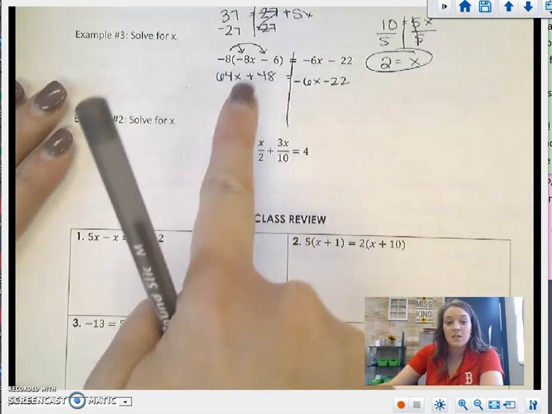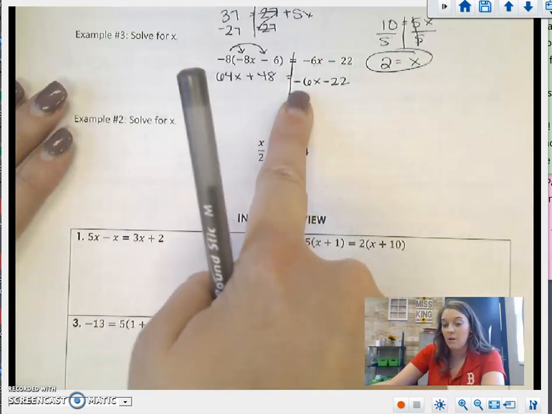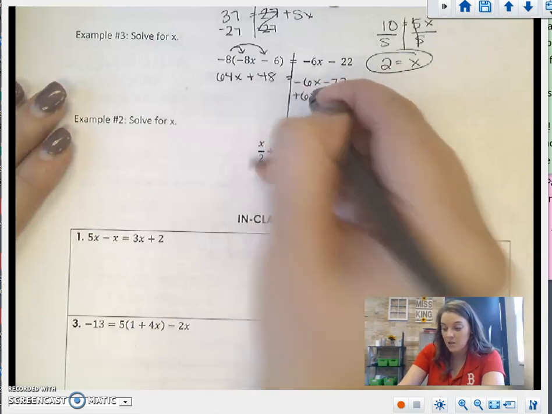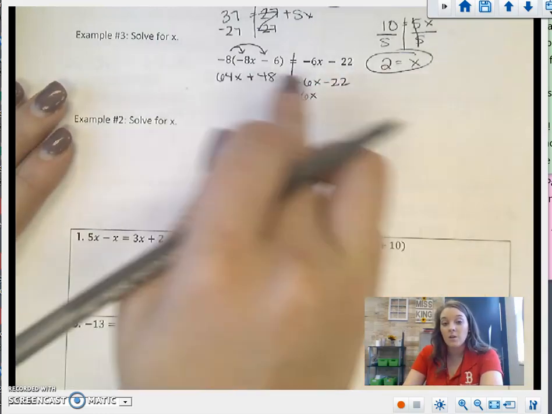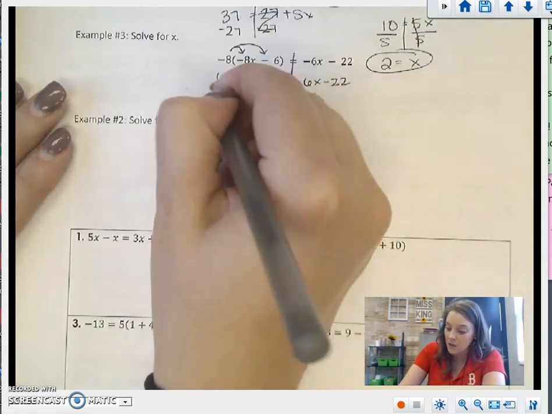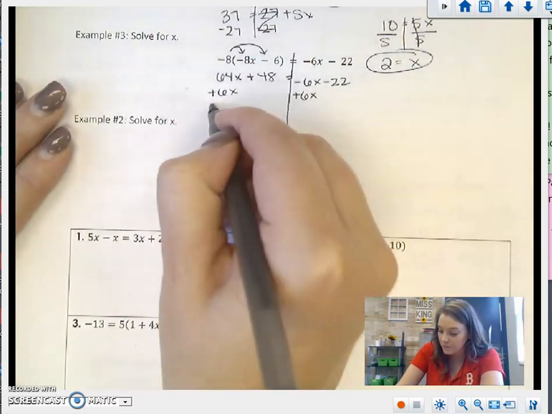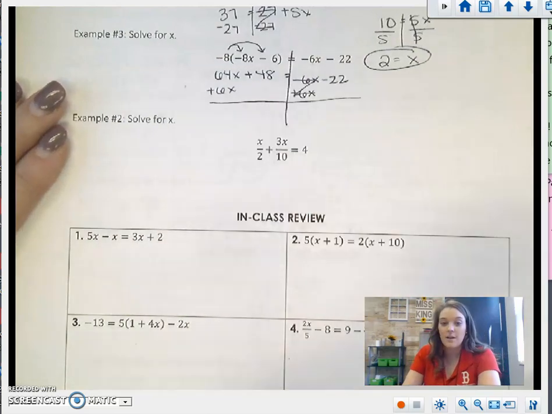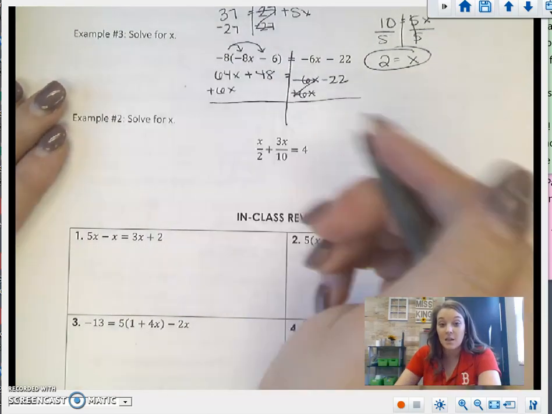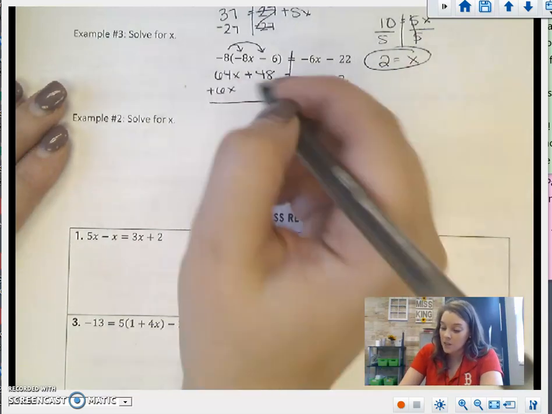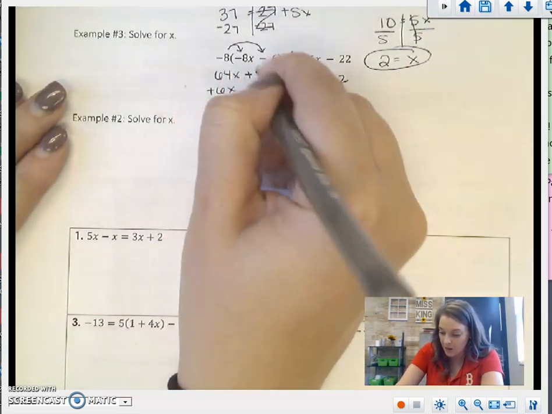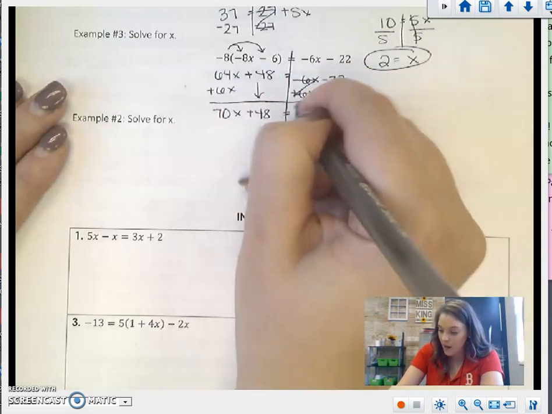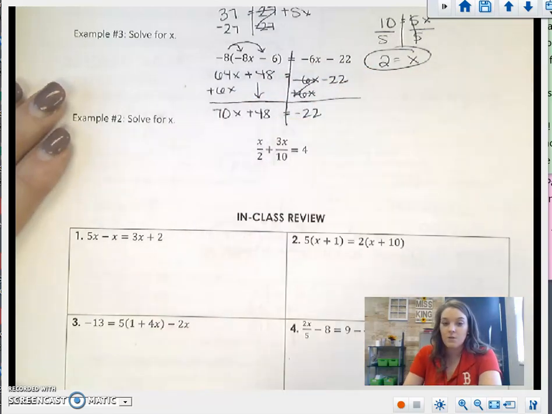I need to move this 6x over here. So the inverse operation of minus 6x is positive 6x, or plus 6x. Whatever I do to the right, I have to do to the left. So I'm going to add 6x over here also. When I do that, I should have something that cancels out. So that negative 6x and the positive 6x cancel out. 64x plus 6x is 70x. I'm going to drop down the 48 equals, all I have left over here is a negative 22.